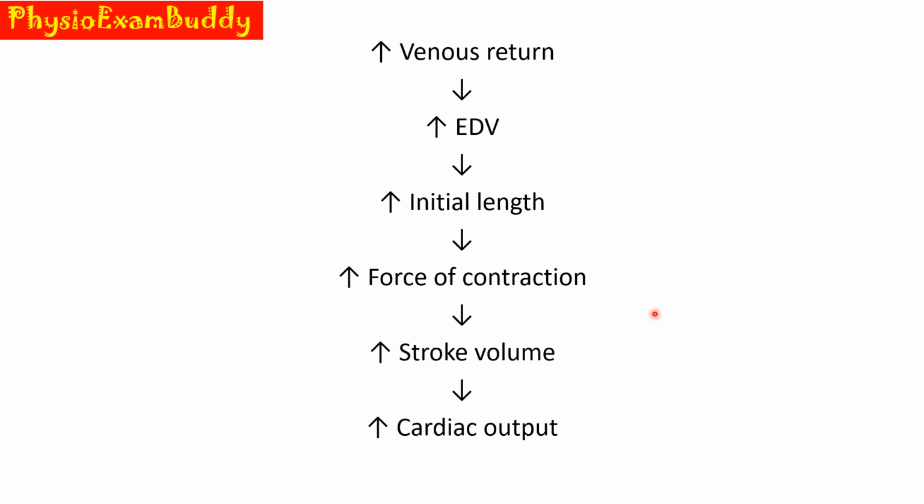So whenever more and more amount of blood is driven to the heart, it will increase the venous return. That means there is an increase in the end diastolic volume, which will increase the initial length of the muscle fiber. So according to Frank-Starling's law, what happens when the initial length increases? There will be an increase in the force of contraction, and which will increase the stroke volume, and thereby it causes an increase in the cardiac output.